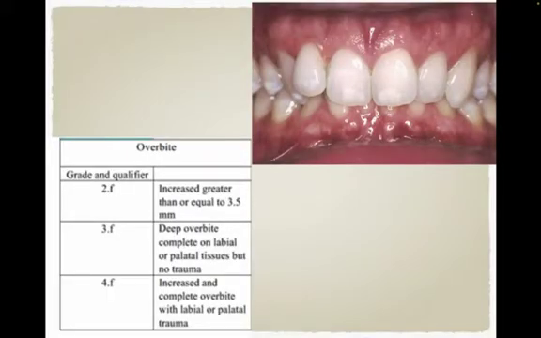And when it comes to deep overbite, we consider how deep is the bite, whether it's complete or not, and whether it's associated with trauma or not. So if the overbite is increased and it's more than 3.5, but it's not complete and it's not associated with any trauma, that's 2F. If the overbite is complete and touching the palate, that's 3F, but without causing any trauma. But if it's complete and causing trauma, that means it's a 4F.